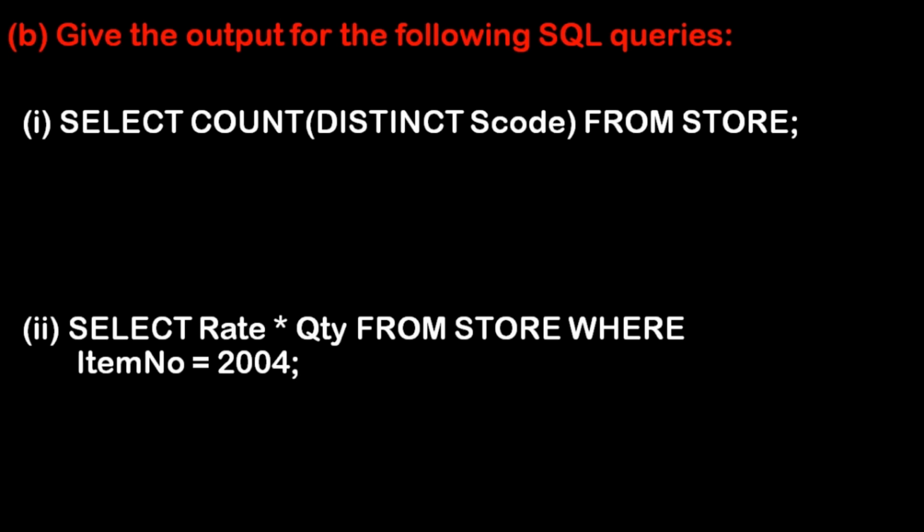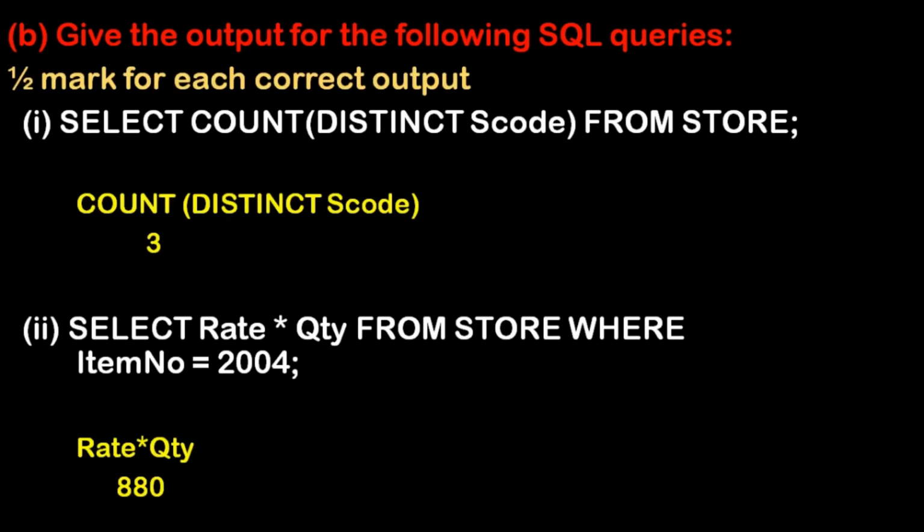First one, select count distinct of S code from store. So here we are using only one table. Distinct is a keyword which will remove the duplicates from that S code, and count is counting how many S codes are there. Okay. The next command is select rate into quantity from store. We are doing a calculation here where the item number equals 2004. So for that 2004 we are doing the calculation. Okay. So shall we see the answer now?